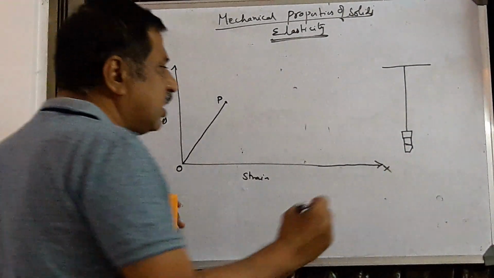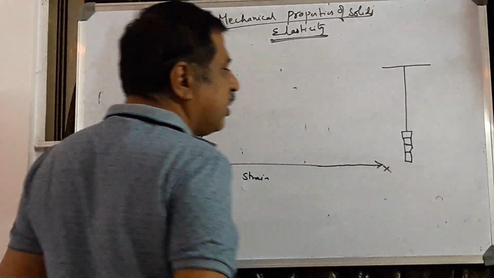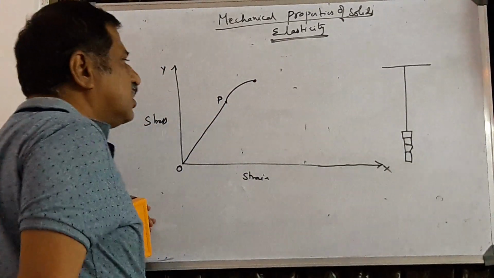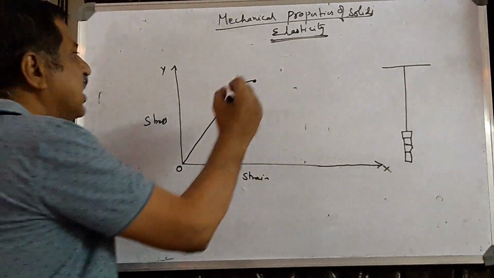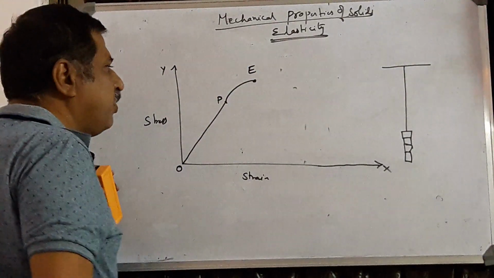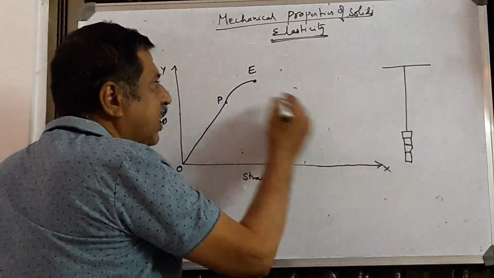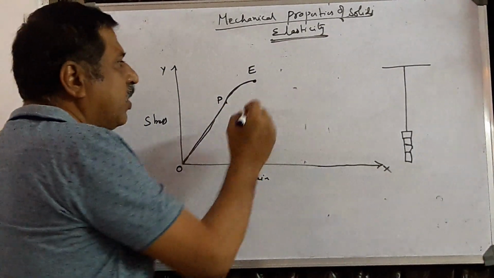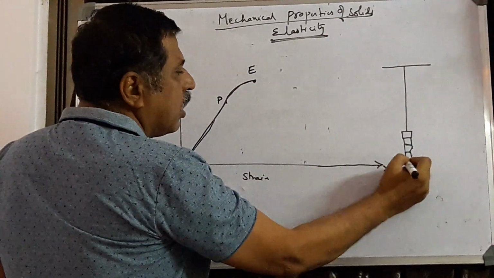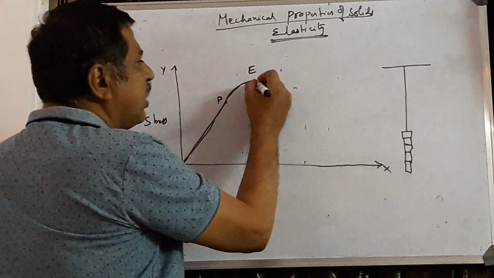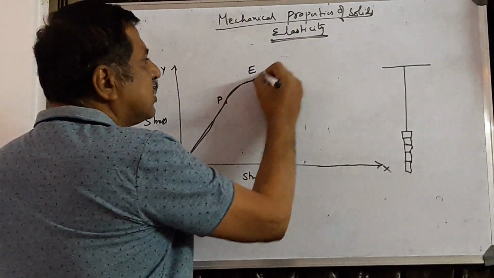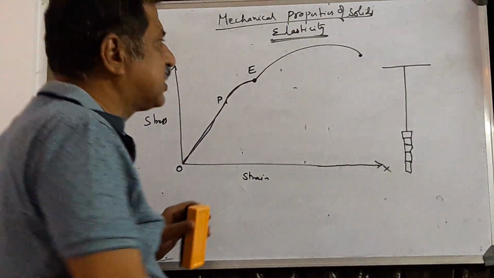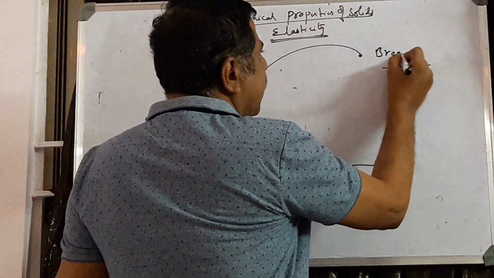Up to a certain limit, stress is directly proportional to strain. Now if we increase the load further on the wire, what happens? The curve gets like this. It is known as E, the elastic limit. If you remove the load from the wire, it regains its original condition. If the load is further increased, this is known as the elastic limit. Further increase, the curve becomes like this and finally it breaks. This is known as the breaking point.